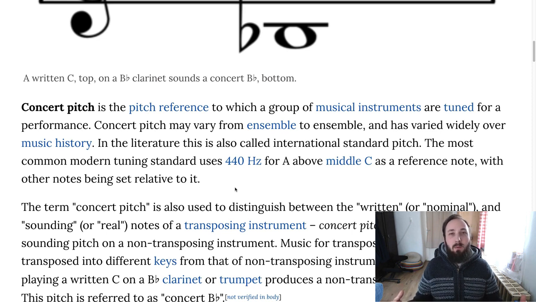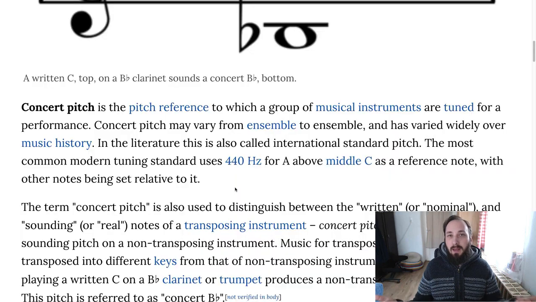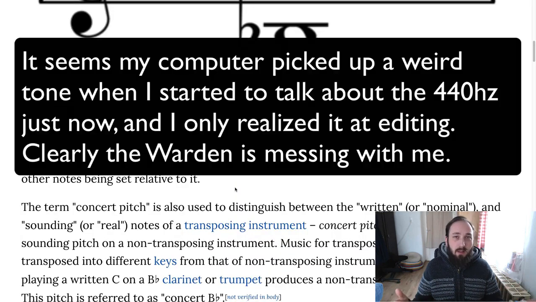Okay, so basically what it means is that when you have, let's say, a guitar, you have to tune your instrument to a certain tension so that you are in tune with other instruments. Now if you are playing alone, then of course it doesn't matter that much, but usually everyone nowadays tunes to 440 Hz because that's the standard.